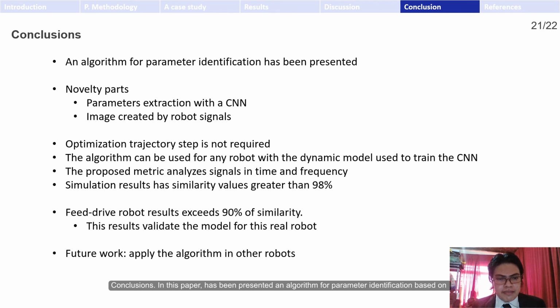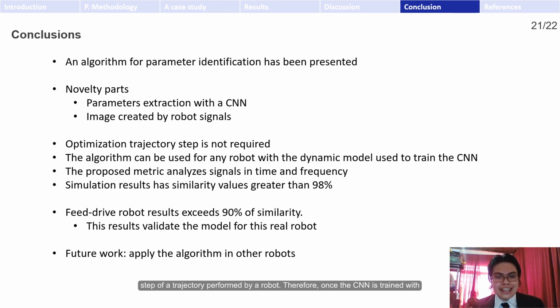Conclusions. In this paper an algorithm for parameter identification based on a convolutional neural network has been presented. The fit-right robot is used to test the proposed algorithm. The parameter extraction with the CNN and the creation of the image are the novel parts of this work. For the image creation with robot motion signals, the proposed transformation technique puts enough information into a small image to determine the parameters quickly. The proposed methodology does not require the optimization step of a trajectory performed by a robot.